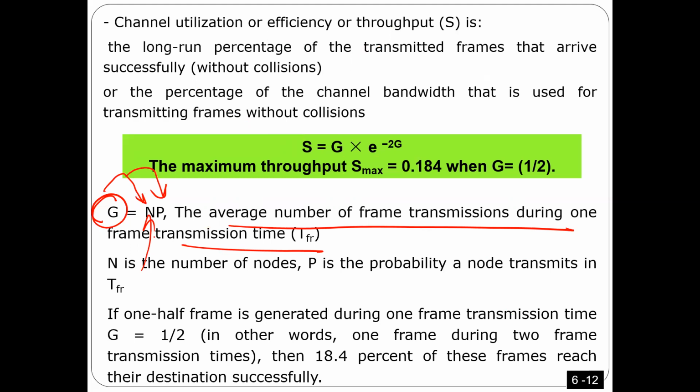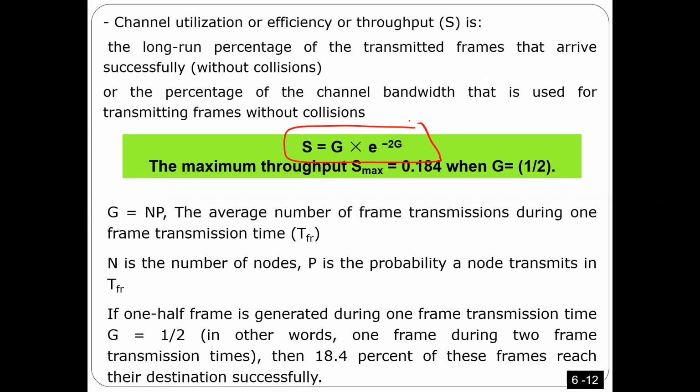Not only that, it also depends on these computers. Maybe you have too many computers, but they don't transmit too much data. So that's why it also depends on P. P is the probability they transmit: are they active in transmission or not? Anyway, now we have G. You can call this the load, how much transmission we have, or to be more accurate, the average number of frame transmissions during this time, TFR.